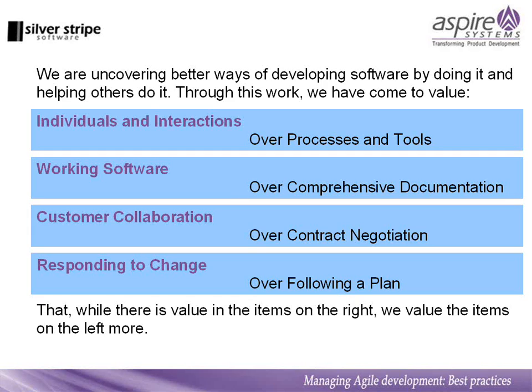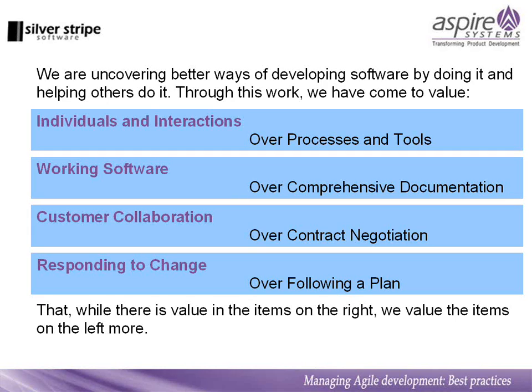And the manifesto has 4 main points. You can see them on the slide here. Individuals and interactions over processes and tools, working software over comprehensive documentation, customer collaboration over contract negotiation, and responding to change over following a plan. Now, all the items on the right-hand side are valuable, but what we say in Agile process is that the items on the left side are even more valuable.